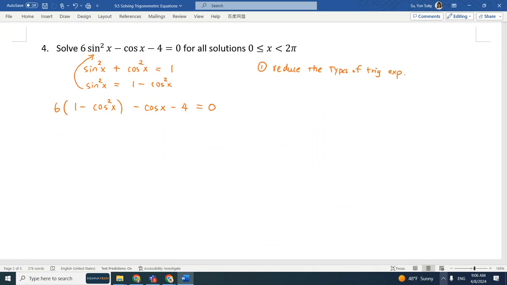And then here, all the trig functions are just cosine. We can simplify it, so we distribute. 6 times 1 is 6, and 6 times cosine squared. And minus cosine x minus 4 equals 0.